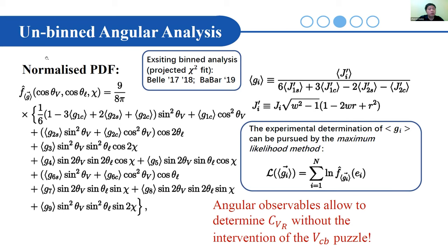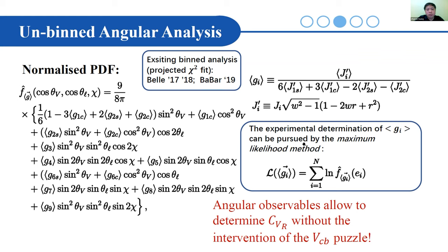Having introduced the theoretical framework, let me present the sensitivity study for the unbinned angular analysis. In fact, there are already experimental analyses by Belle and BaBar for the B to D star L nu decay. Those analyses are binned analyses, which means the data are binned in each of the kinematical angles and the momentum transfer, and the chi-square projected to each of these parameters is utilized in the fit.